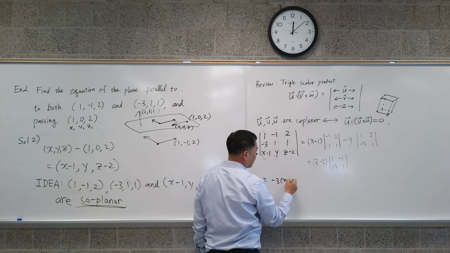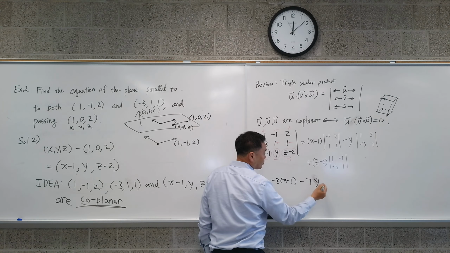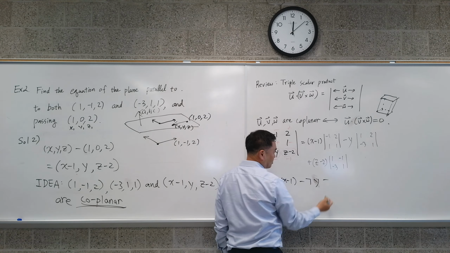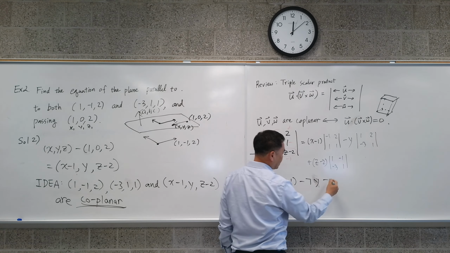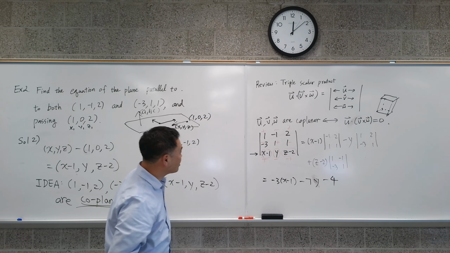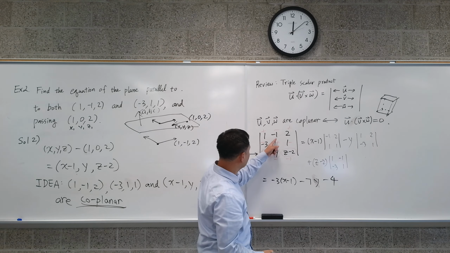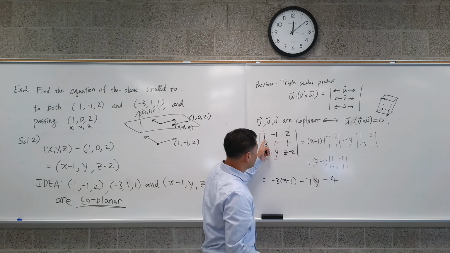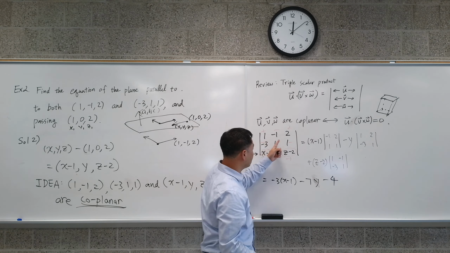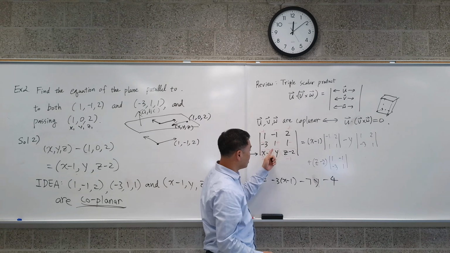Which is that you end up with -3 times x minus 1, -7 y, and then this will be negative, -4. Did we get -4? Maybe I missed something. 1, -1, 2, -3, 1. Okay. 1, 2, -3, 1. 1, -1. Okay, that's right.